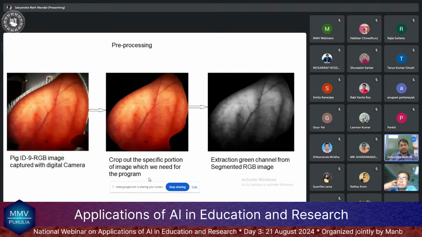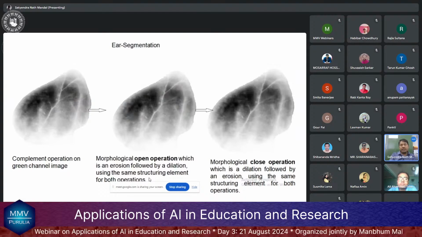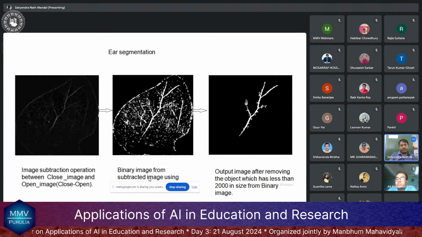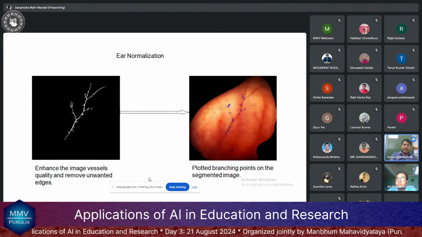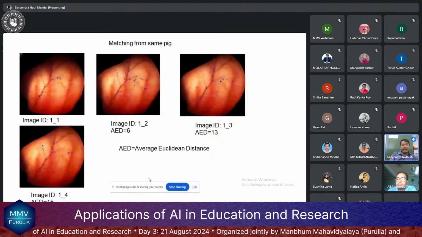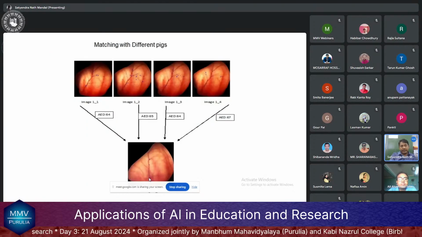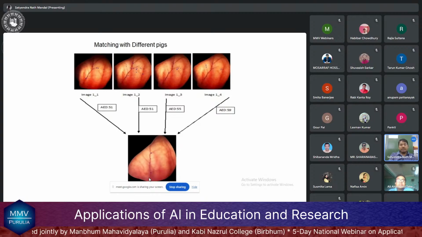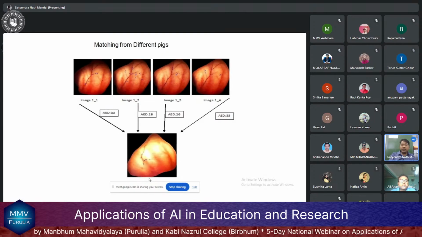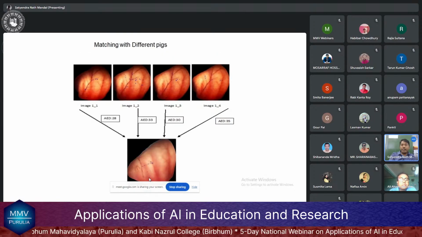These are the steps: pre-processing, ear segmentation, ear normalization, then the template, and the matching. So we set a threshold. Below this threshold value, they are a match. Above this value, they are a non-match. These are the non-matches.